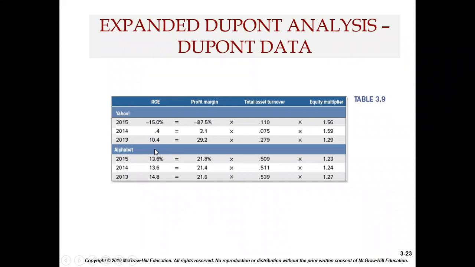So if we take, and this is using Yahoo and Alphabet, it looks like, two different companies, and we use their profit margin times their total asset turnover times their equity multiplier, then we can calculate their return on equity. And you can see Yahoo's varies quite a lot from Alphabet. So it's a different approach to calculating your return on equity.